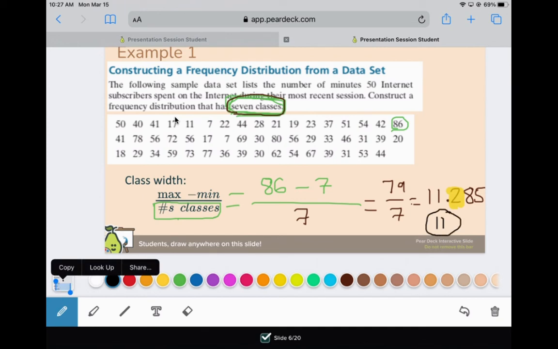If you run into a decimal, that is okay. It is okay for you to run into a decimal, but you're going to round to a whole number. It can either go up or round down, depending on the decimal that you got. Okay? Any questions for me on how we find the class width from a set of data?